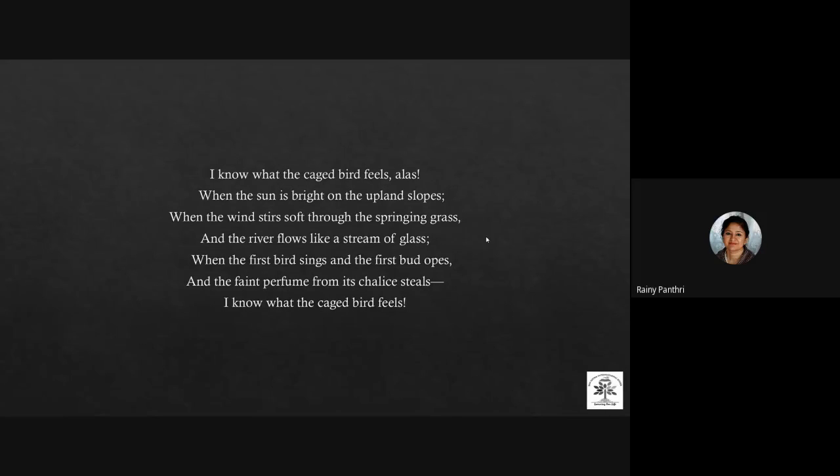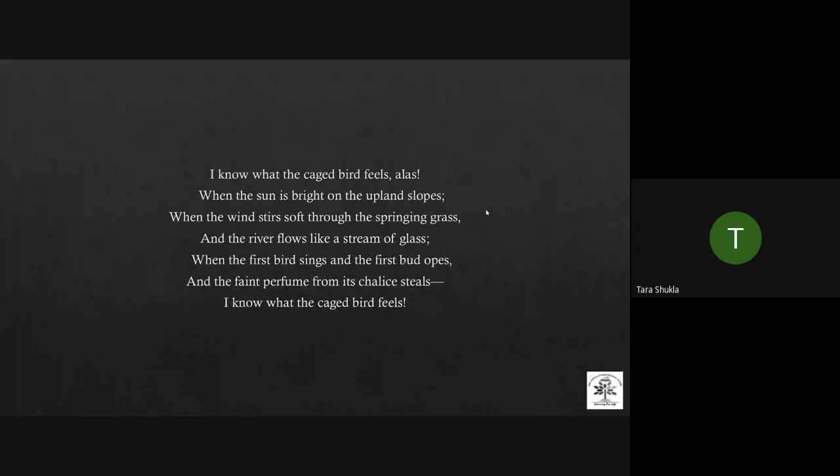Right. So now this is a poet. Of course, there is a different meaning as well to this apart from the bird, but today we will not go into that. So I know what the caged bird feels. Now, what is the scenario over here? The scenario is the sun is bright, the wind stirs soft on the springing grass. So, what do you think when the springing grass and the wind and the sun is bright? What does it make the bird feel? Can anybody guess what it really wants to do when the river flows like a stream and this bird is in a cage? What does it really want to do?